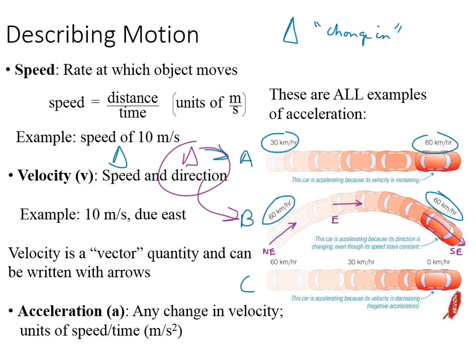Okay, so that is a form of acceleration. All right, so keep that in mind. Then this last one, actually slowing down, going from 60 kilometers per hour to 0 kilometers per hour, we would call that deceleration. And mathematically that is negative acceleration. All right, so acceleration is important.